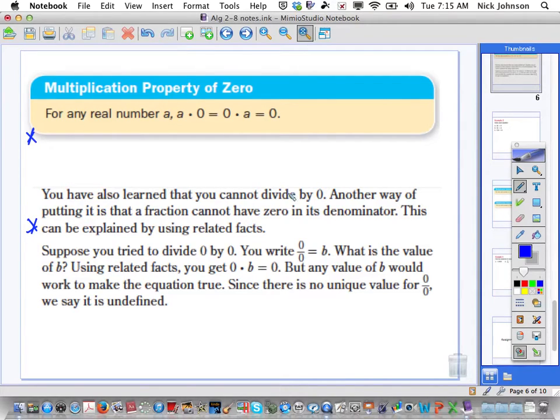You have also learned that you cannot divide by 0. Another way of putting it is that a fraction cannot have 0 in its denominator. This can be explained by using related facts. I kind of already told you. Okay? If you divide by 0, it is undefined. It can't happen.